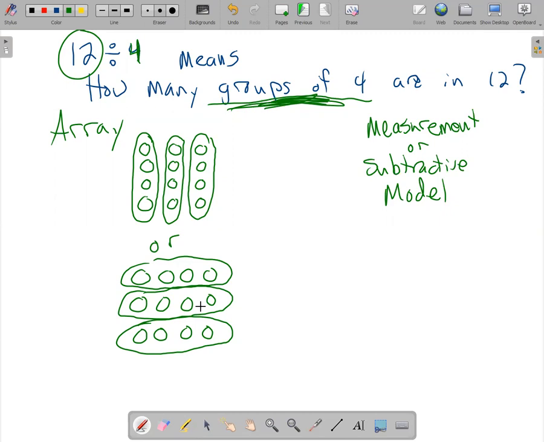Like I know with the kids, I wouldn't really be worried about having them distinguish between calling it the measurement model or subtractive model. I just want them to feel what division means. Right, but if you're drawing a diagram to illustrate to your class, do you think it's beneficial to relate it to subtraction? So with kids, I wouldn't call this measurement and I wouldn't call it subtraction. I would call this groups in.